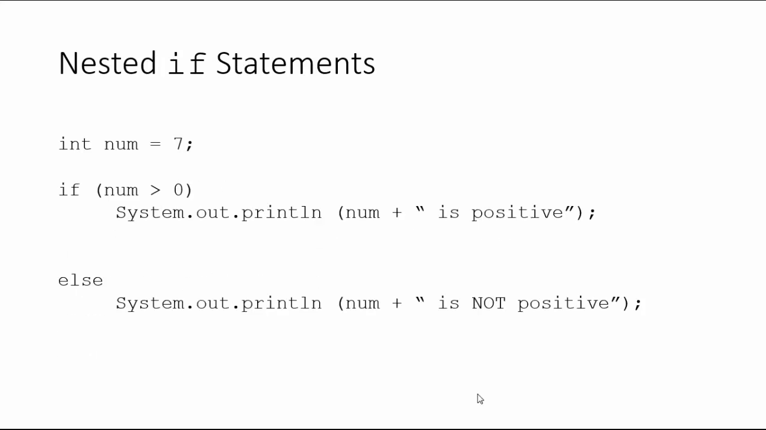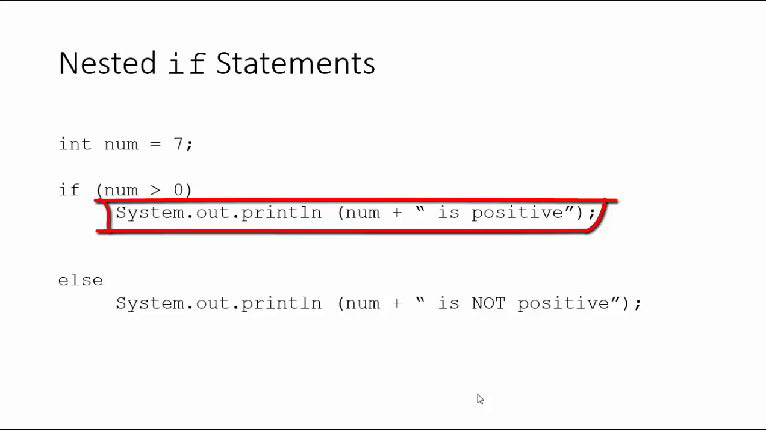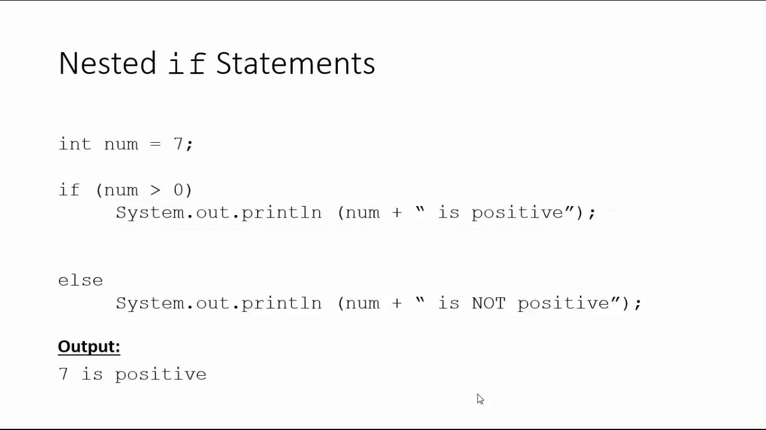Suppose we want to test and print a message if a number is positive or negative. In this example, num is declared and assigned the value of 7, a positive number. Num greater than 0 evaluates to true, and the message "7 is positive" is printed. The else is not evaluated.